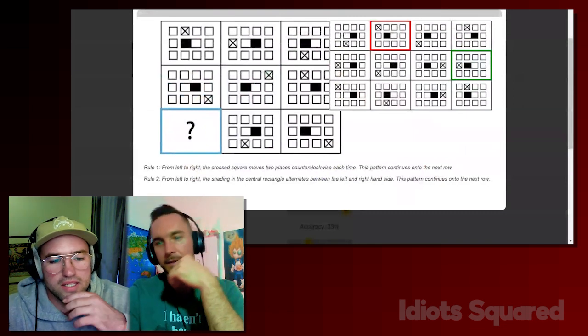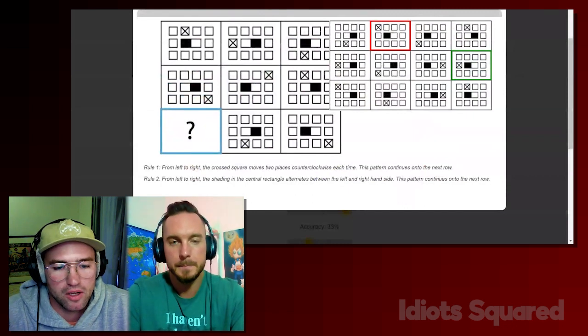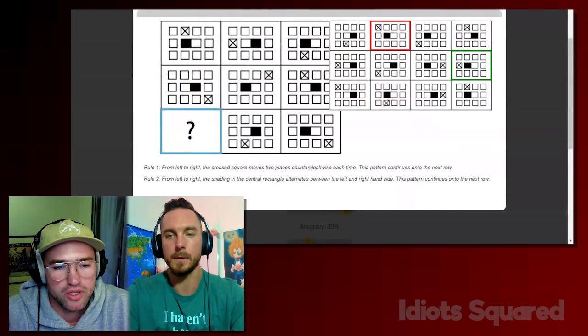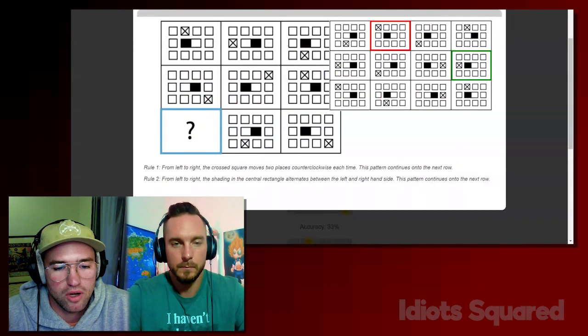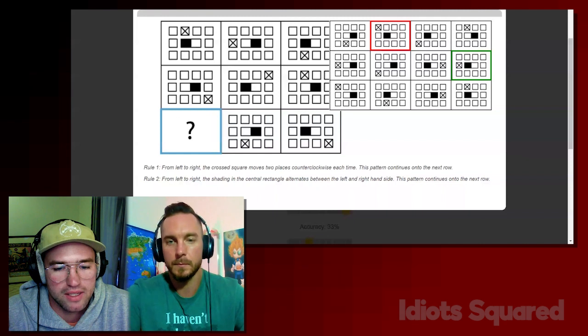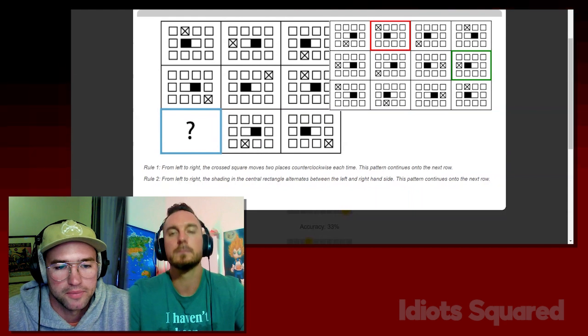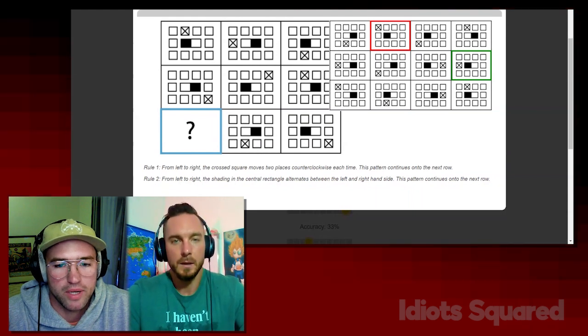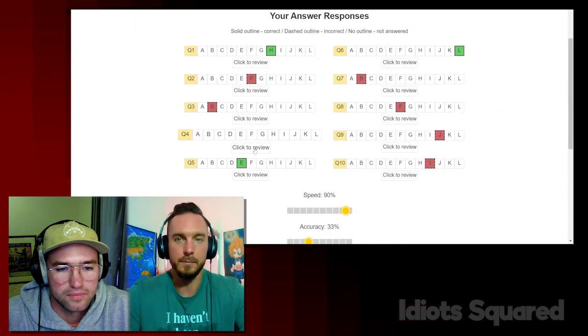Yeah, so at the end it says, rule 1, from the left to right, the cross square moves 2 places counterclockwise each time. This pattern continues onto the next row. From the left to the right, the shading in the central rectangle alternates between the left and right-hand side. The pattern continues onto the next row. I saw that pattern, that the left and right. I didn't see the from left to right, the cross square moves 2 places counterclockwise each time. I didn't pick that up. It's difficult to do in the allotted time.